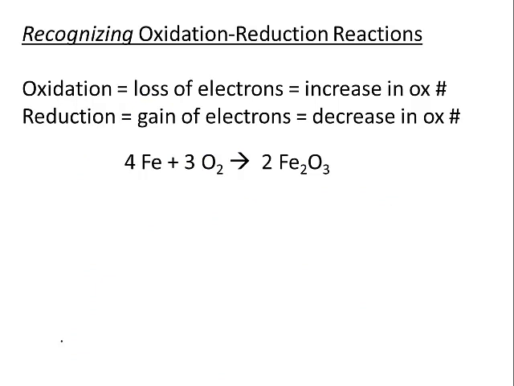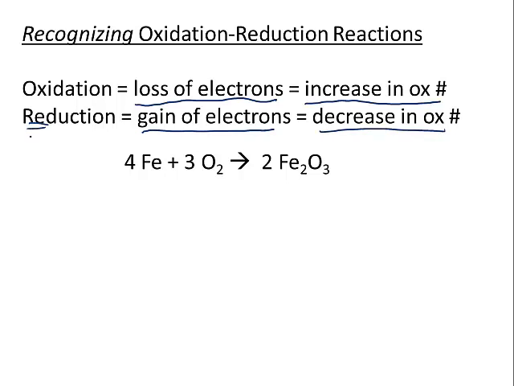Okay, now let's return to recognizing oxidation-reduction reactions. And oxidation is the loss of electrons, but now that we know about oxidation numbers, we can add a new way of recognizing them, and that is, it's an increase in the oxidation number. Reduction is a gain of electrons, and it's a decrease in the oxidation number. That's where the reduction comes from. Its oxidation number is reduced.